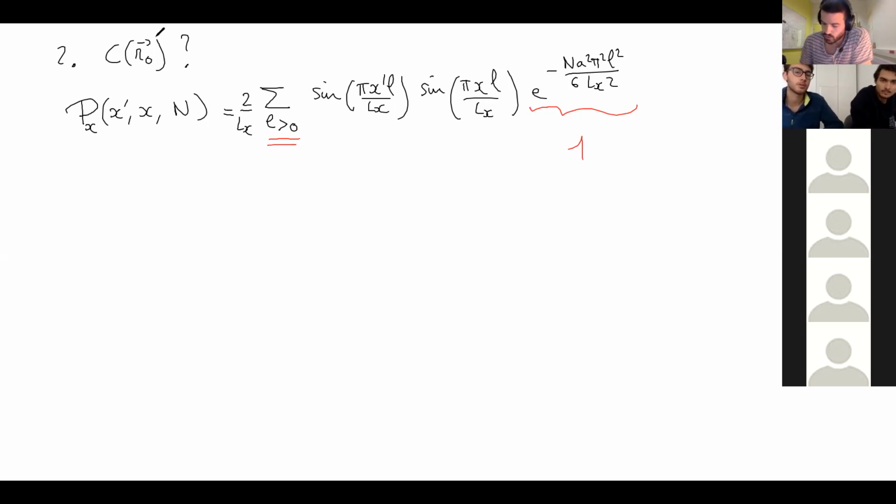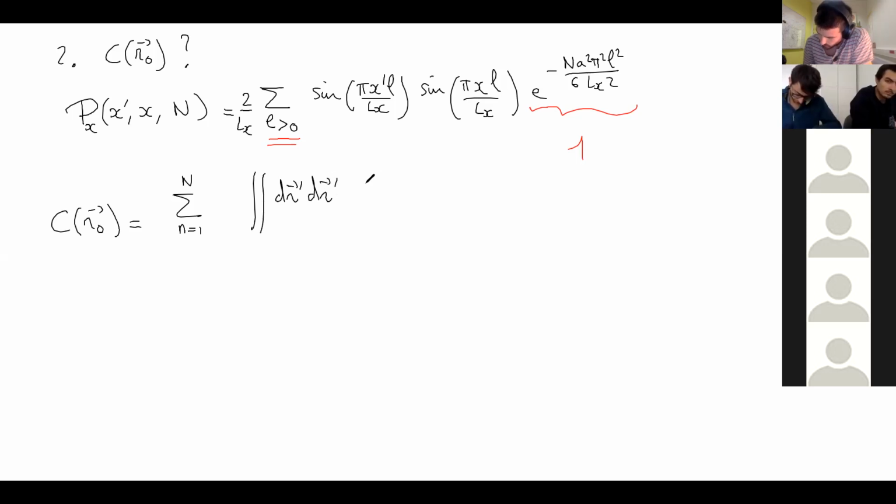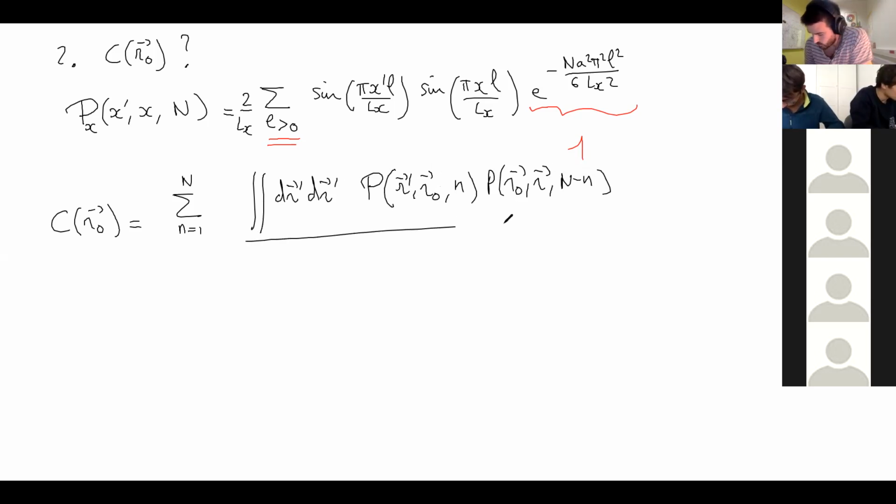Okay, so what about the expression C of R0? Remember, let me just put the formal expression first. It is the sum over n between 1 and capital N. What did we say? We have to integrate over the starting and final point. And then we had two factors, P of R prime, R0, n, and P of R0, final point, with the remaining number of steps. And we were normalizing by Z. Let me just put back Z because now we've calculated Z.